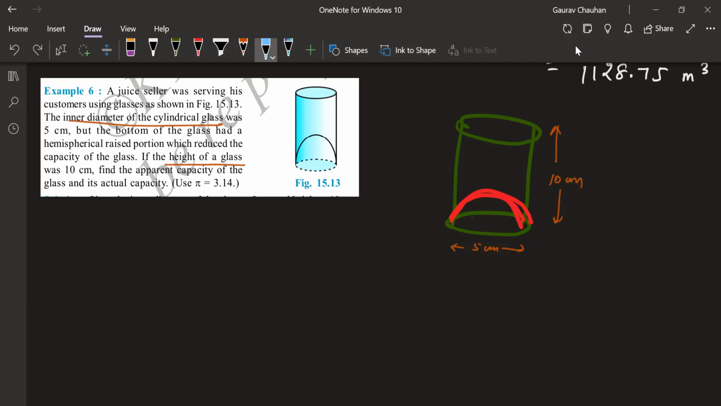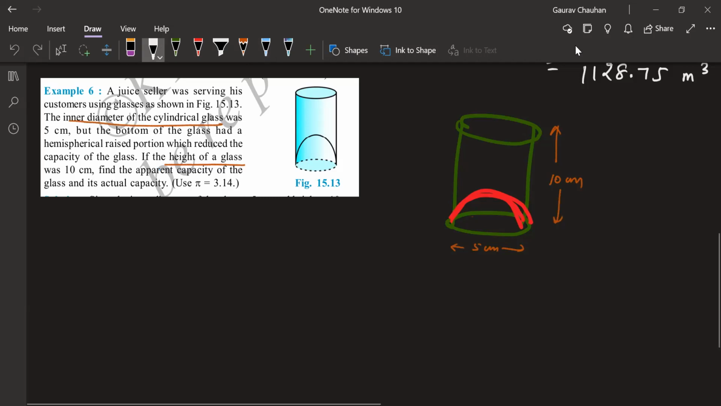Are we able to understand these words, apparent and actual? Apparent is a very commonly used word. It's used in science also, and you might encounter it in higher science, where the apparent position of an object and the actual position of an object will come, in optics. Apparent is basically the full volume of the cylinder. Apparent is what the volume is for the customer, what it looks like to the customer.